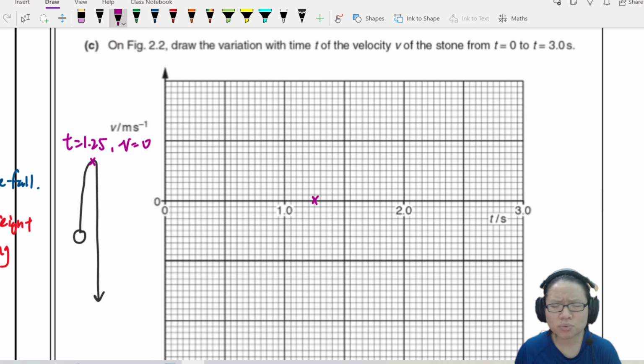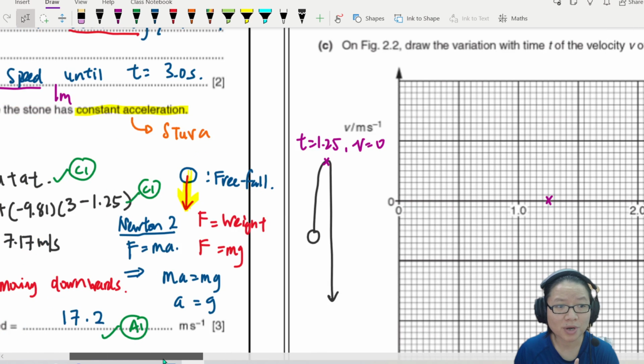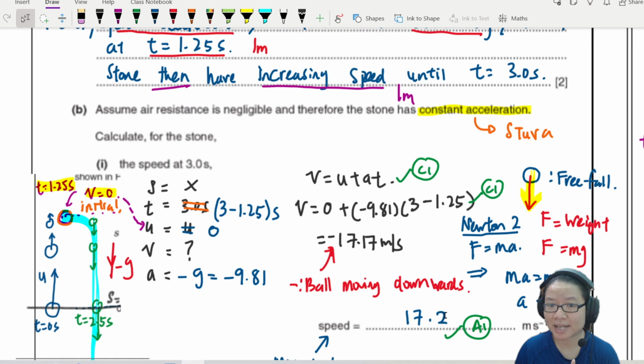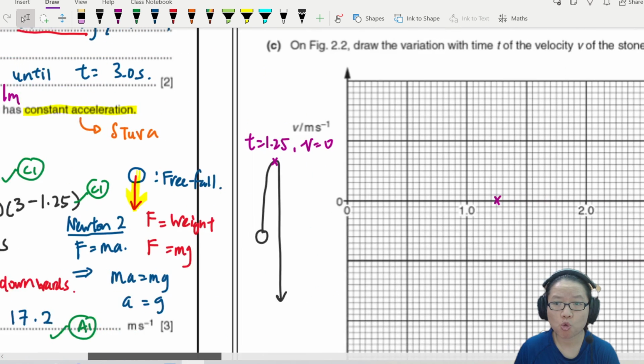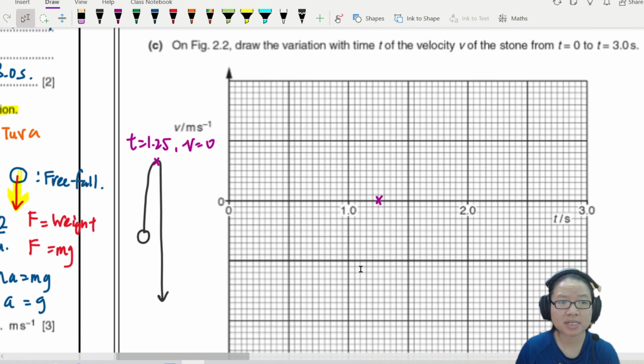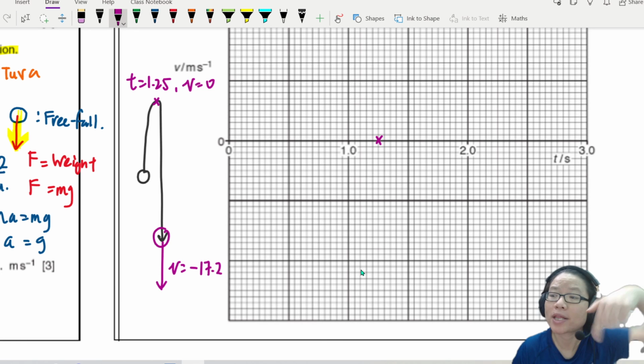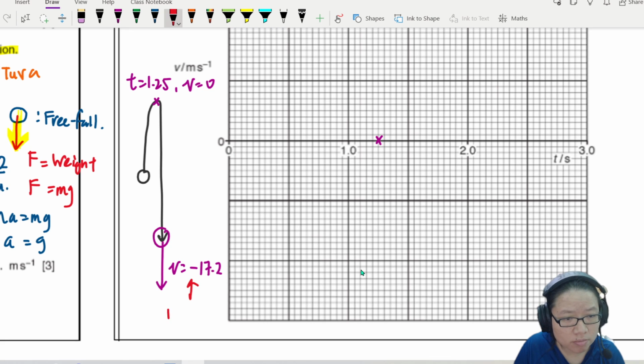Okay. Are you sure we don't have any other values? We do have the velocity at 3 seconds, right? Let me show you. Here. The speed at 3 seconds, 17.2 meter per second. So what I do know is at 3 seconds, here, the ball is on the way down, negative 17.2. Why negative? Moving down. Ball is moving down.